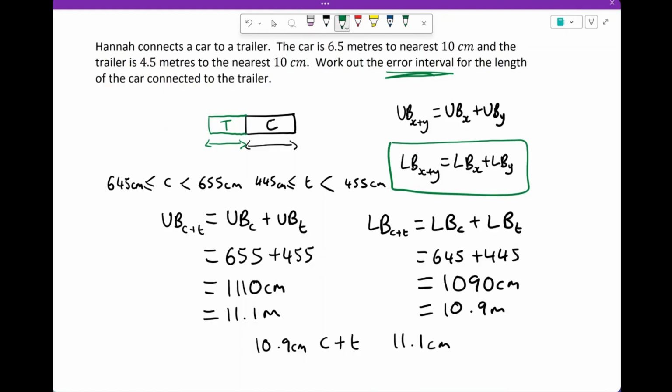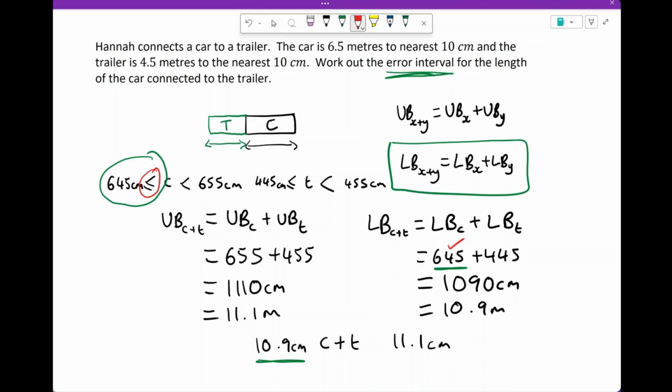So to figure out whether our inequalities are going to be same as or not, we just have to consider, where did these values actually come from? What numbers were added to get them? If we start with the 10.9, well, to get the 10.9, we added together the 645 and the 445. We're then going to have to consider whether we could have actually had those values for the length of the car and the trailer. So let's start with the 645, where if we look at the inequality for that, it is over here. And you can see we do have a same as inequality for the 645. Therefore, the car length could actually be equal to 645.